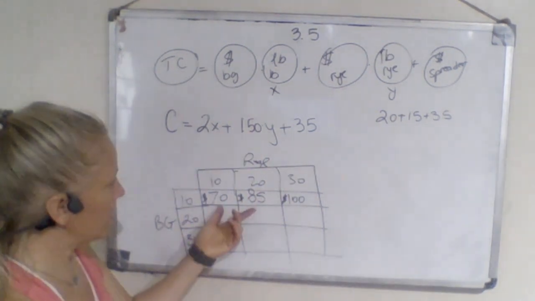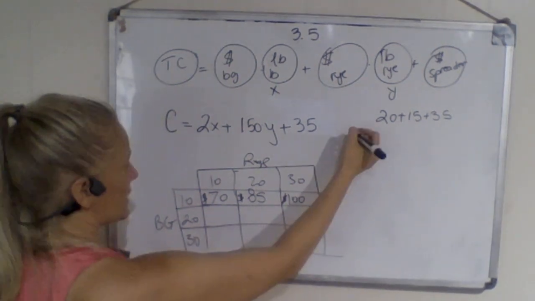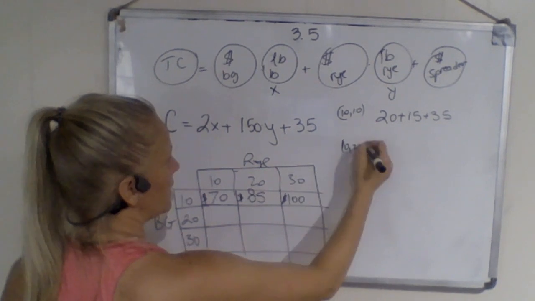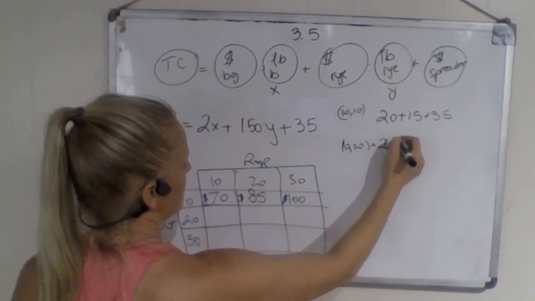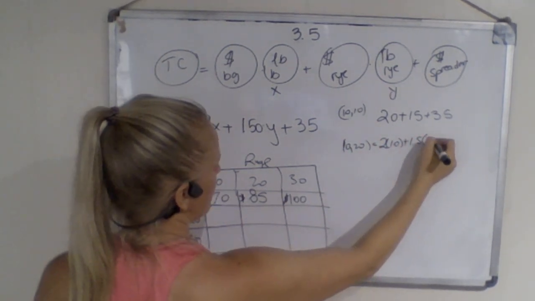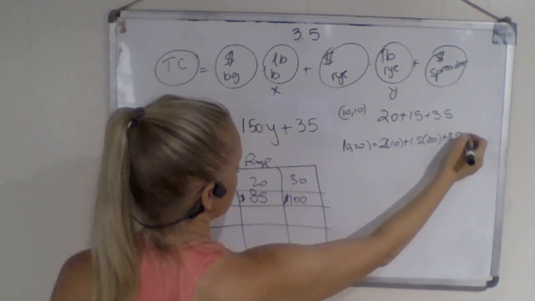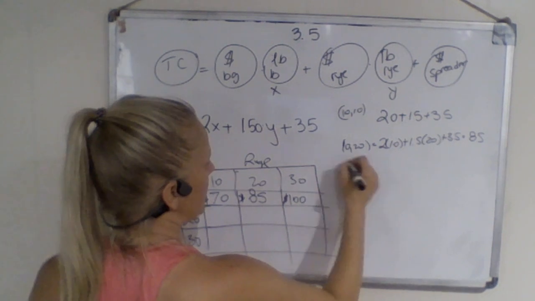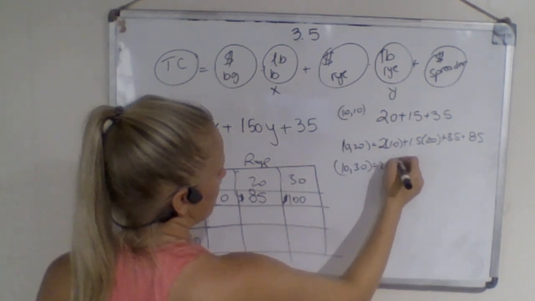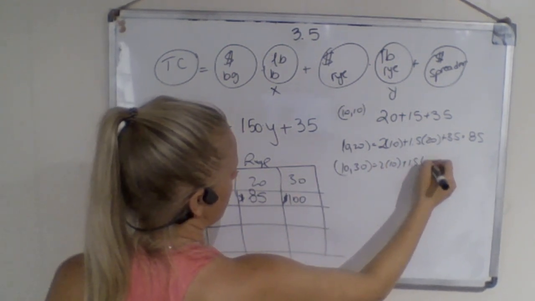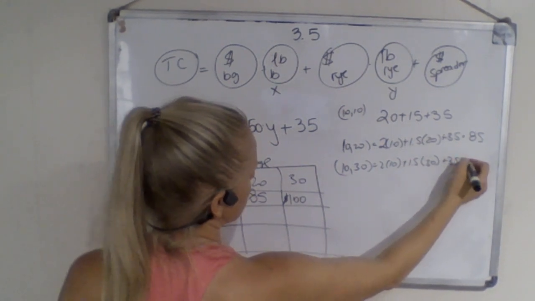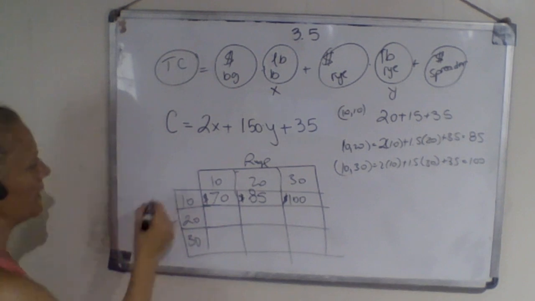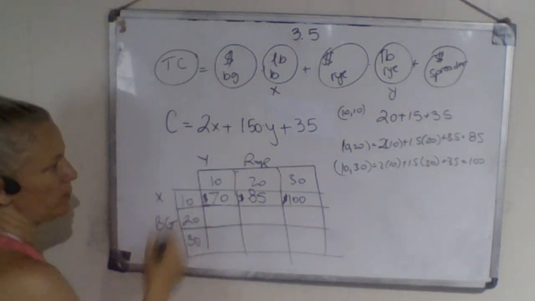But if you're wondering how they got to this value, this is for 10 and 10, right? If they went 20 and 20, this becomes 2 times 10 plus 1.5 times 20 plus 35. You put this in the calculator, you end up with 85. And then for 10 and 30, this is 2 times 10 plus 1.5 times 30 plus 35, which gives you 100. And that's how they went in and put it in. This is your X, basically, and this is your Y, basically.